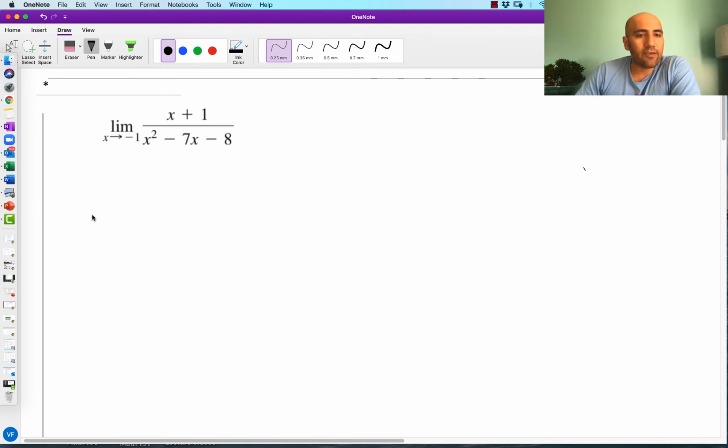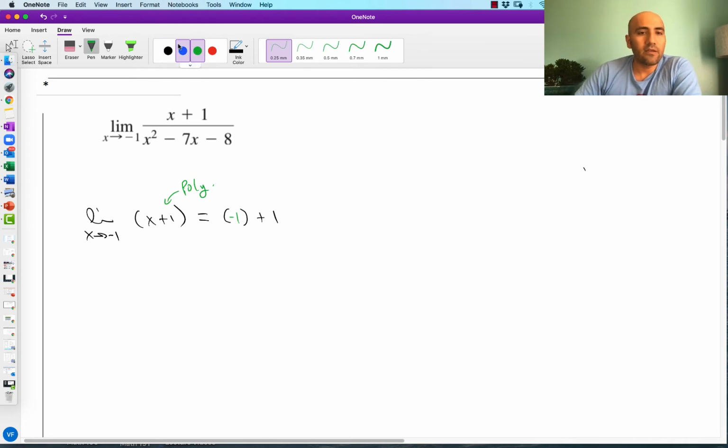So if we try to evaluate the numerator, the limit as x approaches -1 of x plus 1, we know that this is a polynomial. And we know from chapter 2 that if we're trying to evaluate the limit of a polynomial, all we have to do is evaluate the polynomial. So this is going to be equal to blank plus 1, and all we have to do is evaluate the -1 there. So we see that this is just going to be 0.